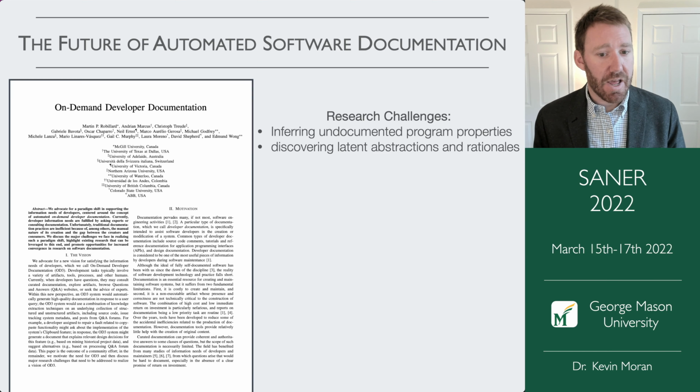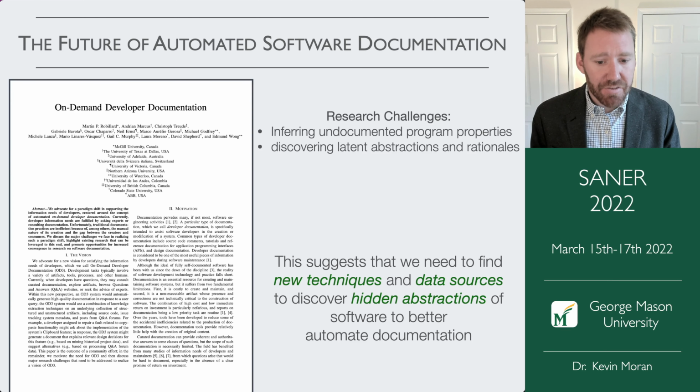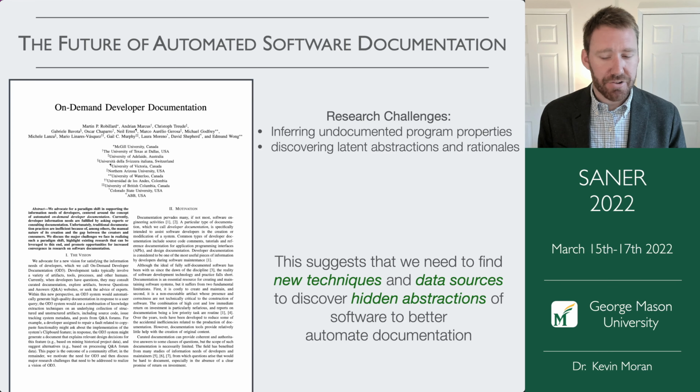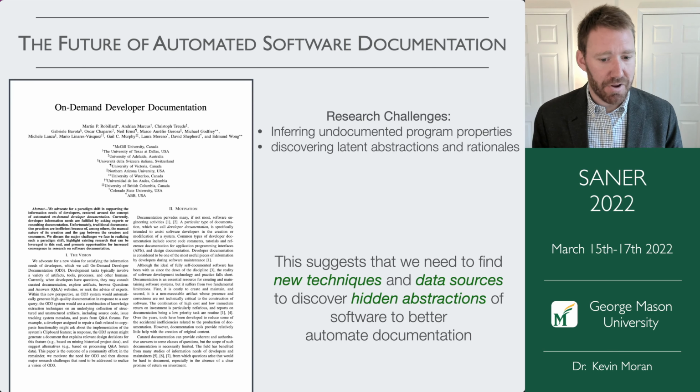Additionally, there was a treatise on developer documentation that was released a few years ago that essentially set forth some important future research directions for the community as a whole. And I want to highlight two of these here. We need techniques that are able to infer undocumented program properties, that is, properties that may not explicitly exist in the code, as well as discovering new, latent or hidden abstractions and rationales for explaining how software works. So in essence, this suggests that we need to find new techniques and new data sources to discover these hidden abstractions, to provide more information and to further advance software documentation.